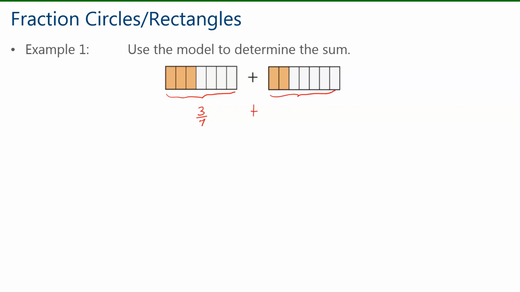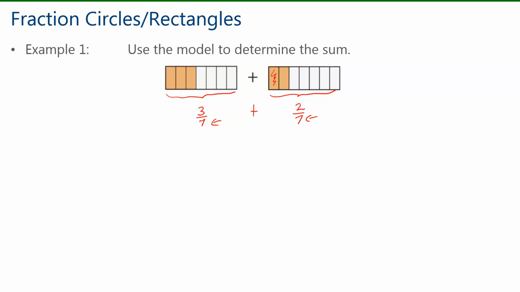In our second rectangle, which has been drawn the same size as the first, which it must be for us to be able to add here, it has been divided into 7 equal sections, and 2 have been shaded. So we see that our denominators are the same. They are like denominators. So now we've got to use our pictures here to help us figure out the answer. So what is 3/7 plus 2/7?